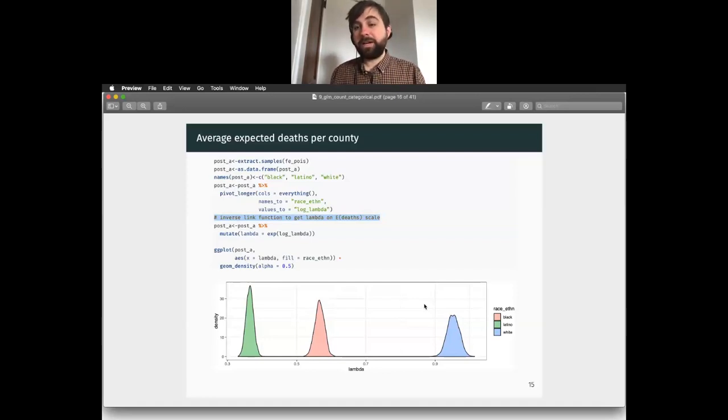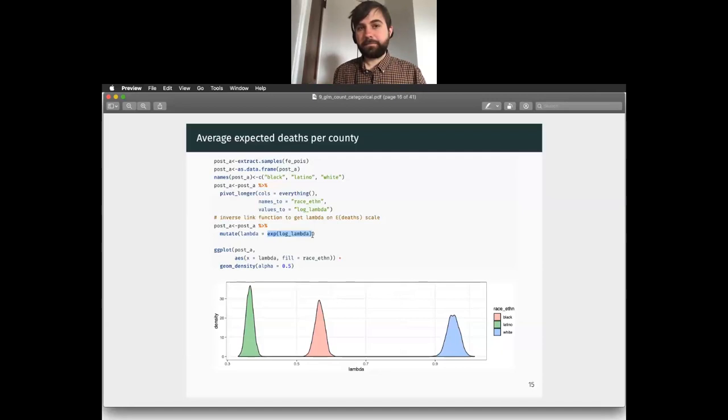So what I've done here is I've just extracted the samples on their original scale, which is on the log scale, right? But to get them on the expected death scale, I do the extra step here of exponentiating them. You don't need to do this if you use link. Link does 2 things. It applies the linear function and it applies the inverse link function. So you get it on the scale of the outcome automatically.